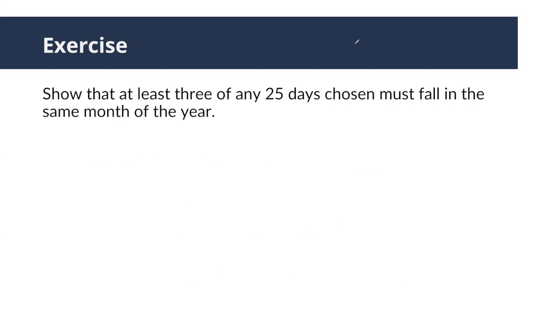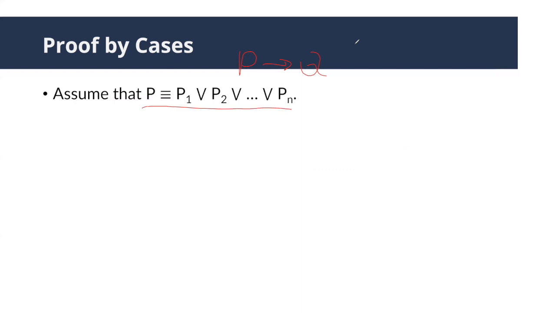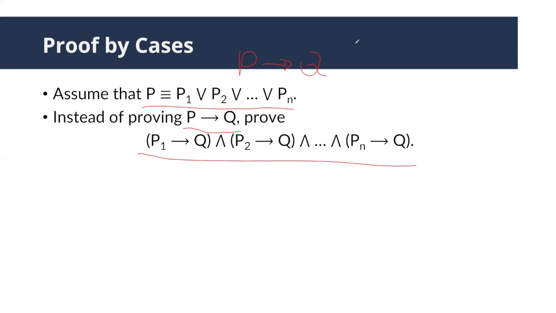Here is an exercise you can work on after you watch all the videos. Last proof method, proof by cases. Again, we're going to focus on the implication form. P implies Q. But now let's assume P is equivalent to P1 or P2 or all the way through Pn. And therefore, instead of proving the original implication, it's equivalent to prove this one. Basically, we prove n implications to be true now.